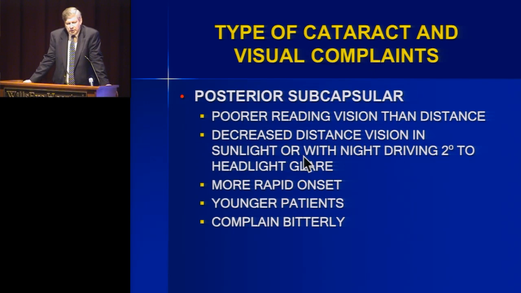Speaking of which, let's turn our attention to posterior subcapsular cataracts. These patients tend to have poorer reading vision than distance. Their decreased distance vision is noticeable, especially in sunlight or when they're trying to drive at night, secondary to headlight glare. They tend to be younger patients, and they tend to be much more symptomatic, partly because this is very often rapid in onset.